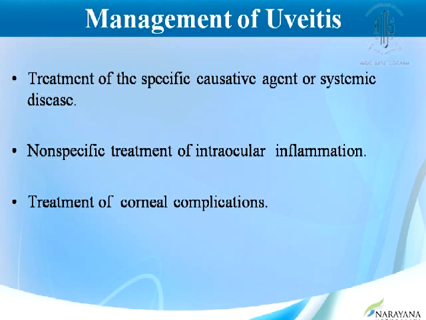In every case of uveitis, we try to find out the cause. Either they can have a causative agent or they can have associated systemic disease, or we treat them with non-specific treatment of intraocular inflammations with topical or systemic steroids or the immunosuppressive agents, and we manage the complications.